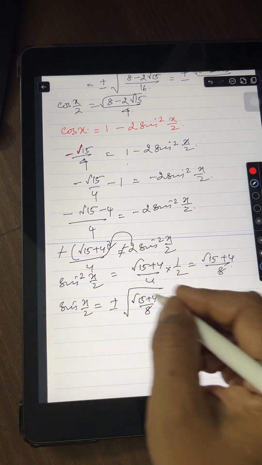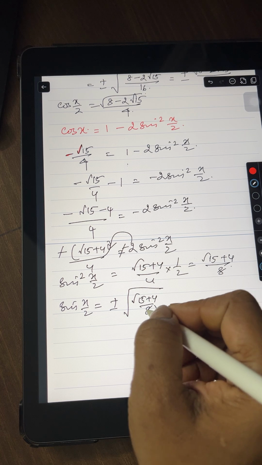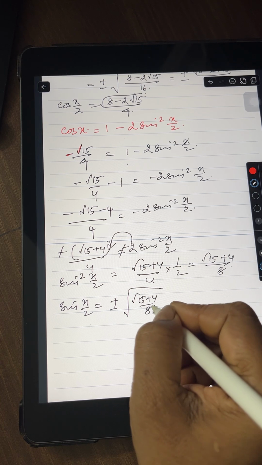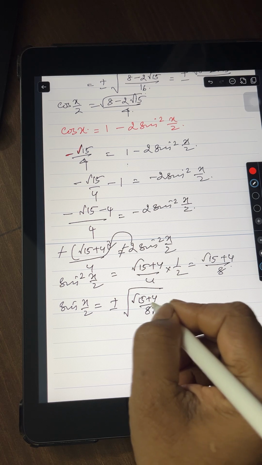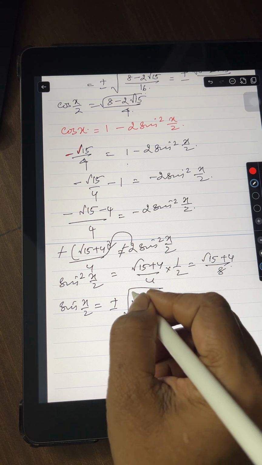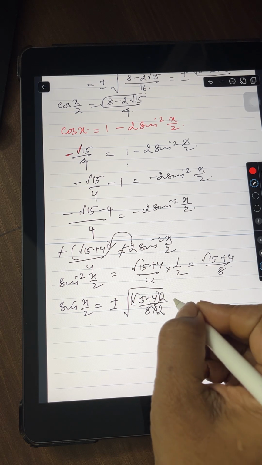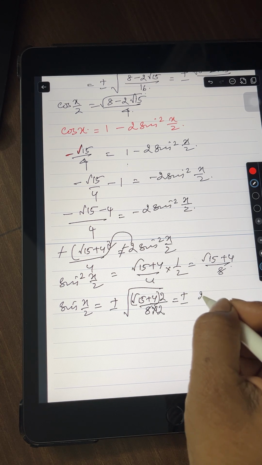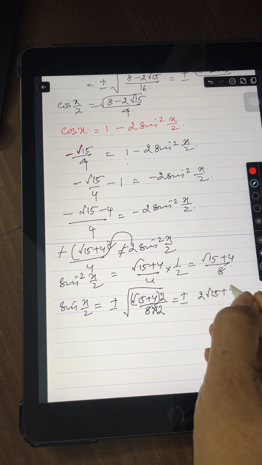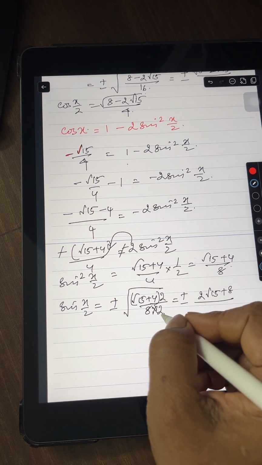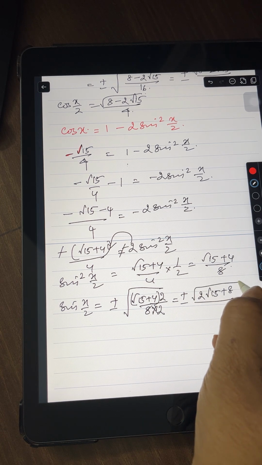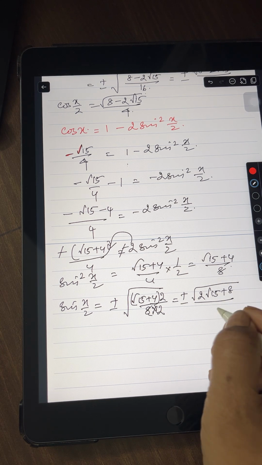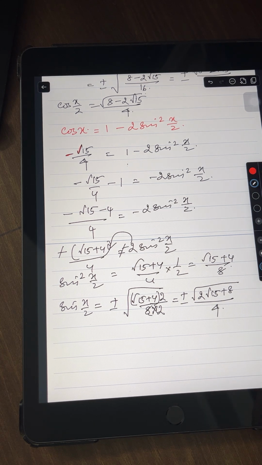Okay, now again the same problem. So what you will have to do, you will have to make the denominator a perfect square. So you are multiplying by 2, and when you are multiplying the denominator, you will have to multiply the numerator also by 2. So plus or minus 2 root 15 plus 8 by 8 is a 16. So 16 will become 4. Okay.